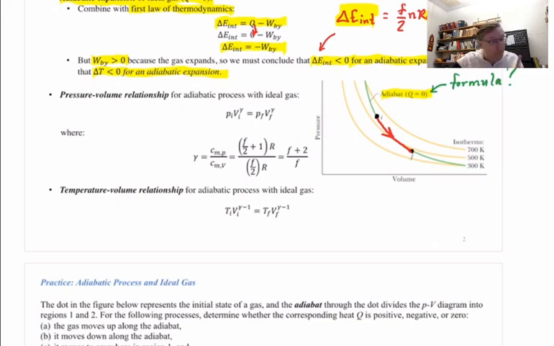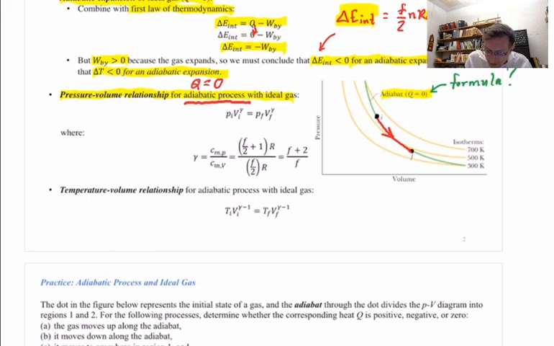You can get a very helpful relationship between the pressure and the volume of the gas if it's an adiabatic process. Remember now, what we're about to write is only valid if Q equals zero and it's an ideal gas. Are you ready? Now it looks a little odd, but it is useful. It goes like this.